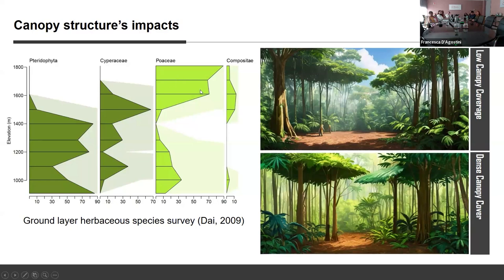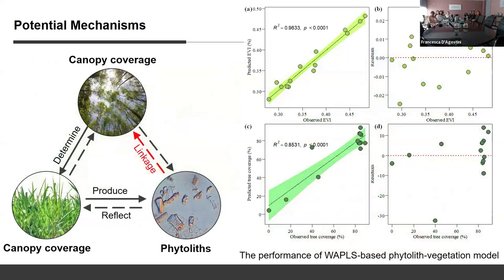So we have a basic understanding: at the very low elevation we have dense canopy coverage. It is so dense that it prevents light from reaching the ground floor, so it only allows shade-tolerant species like ferns and cypress to grow there. But when it gradually opens up to total openness, this enables the grasses, which can be more diverse, and also the light. So this is the basic idea of how we developed our models.